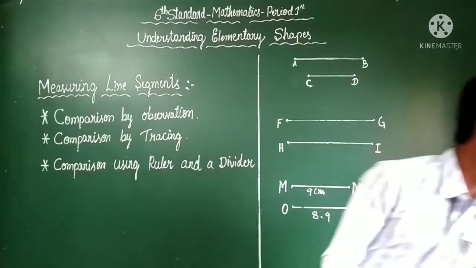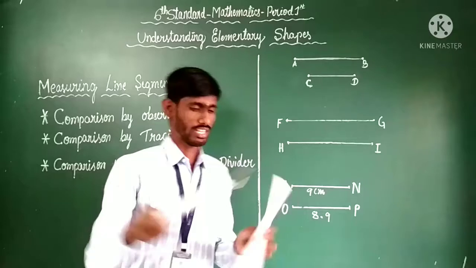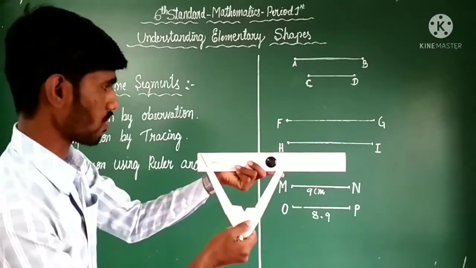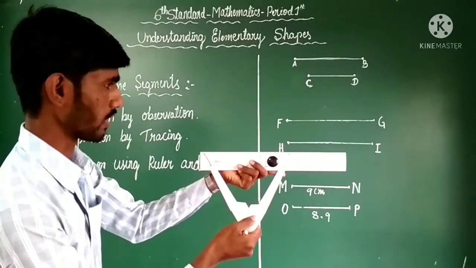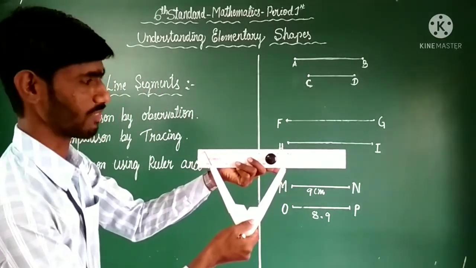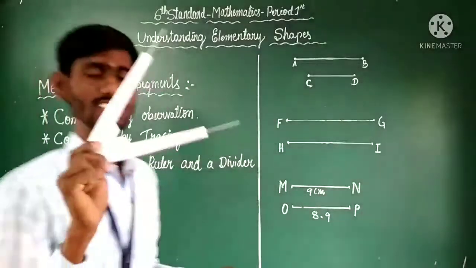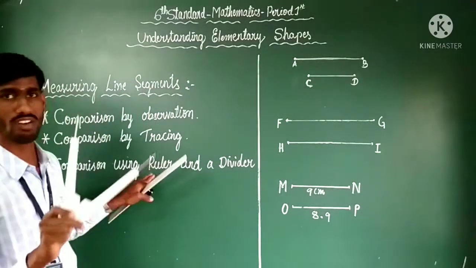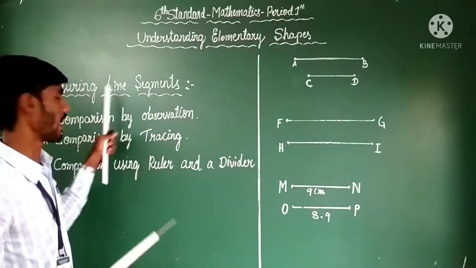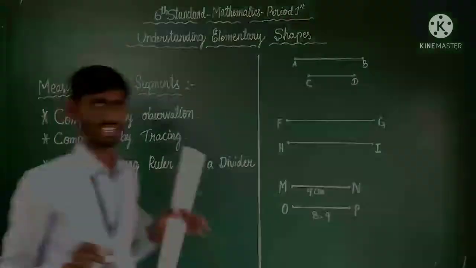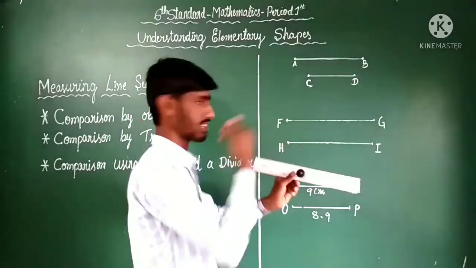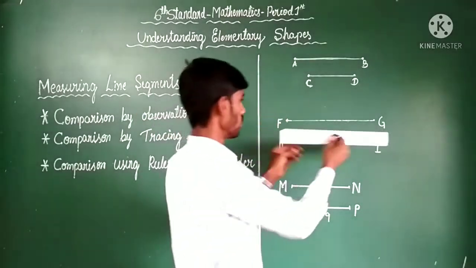Let us find it with the help of a ruler. Dear children, just mark out from 0 to here. Observe here, 9 centimeter, isn't it? This is the third method of finding the measurement of line segments. I hope it's clear.